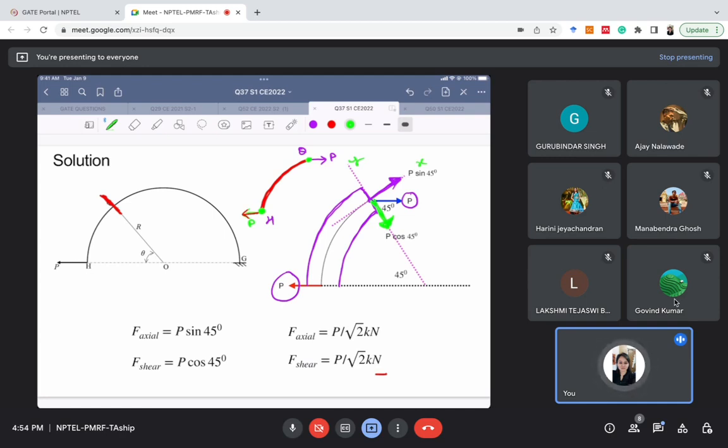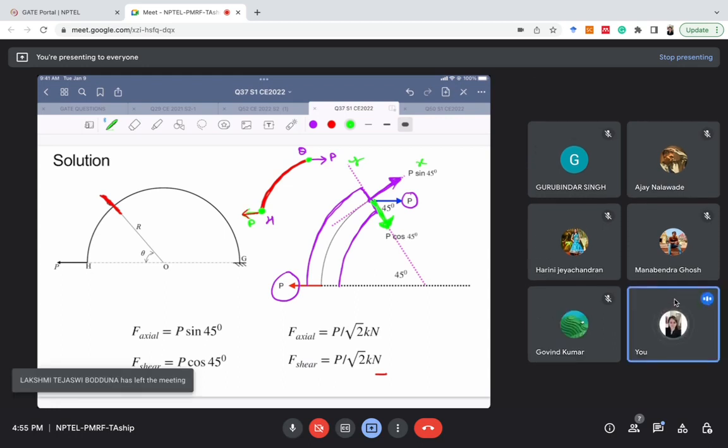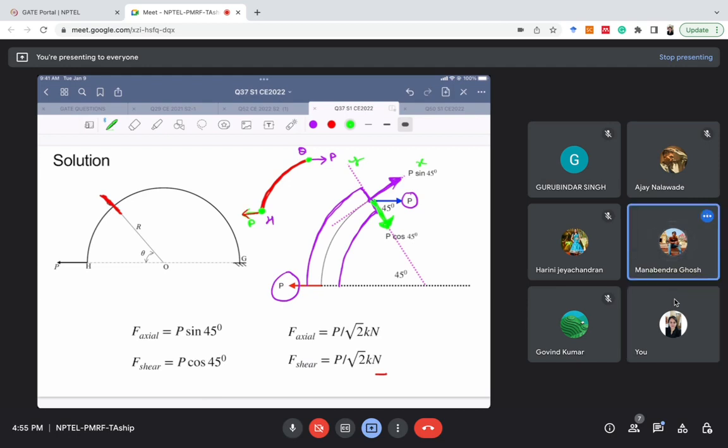They have not asked us for the resultant force at point Q. If they had asked for the resultant force at Q, then P would be our answer, but they have asked for the shear force and axial force. By definition, the axial force is perpendicular to that section or surface, and shear force is along the surface. So we have found the components of P in both these directions, and that will be the value of shear force and axial force. I hope it is clear now, Manabendra. Yes, ma'am. Okay.